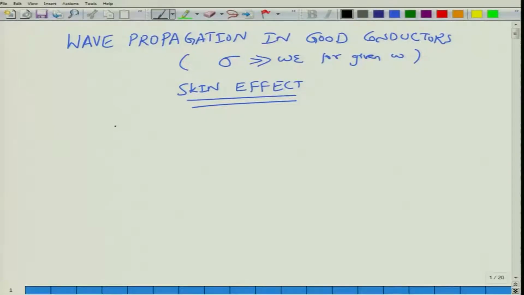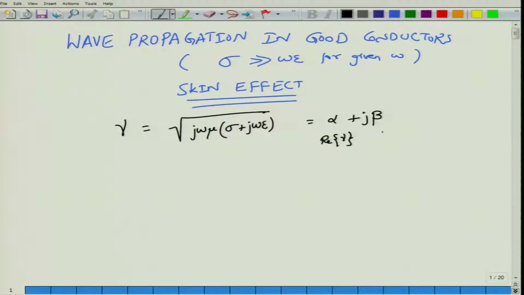Just to refresh your memory, in the case of a wave propagating inside a conductor, the propagation constant gamma becomes complex. It is given by the square root of j omega mu into sigma plus j omega epsilon. If you split this into its real and imaginary components, you obtain alpha and beta, where alpha is the real part of gamma and beta is the imaginary part of gamma.